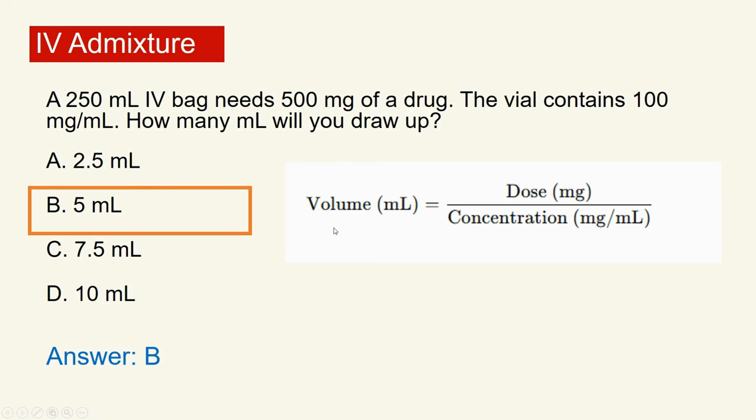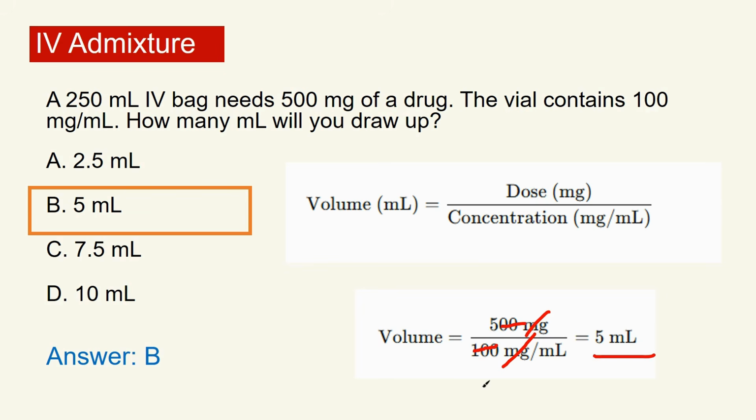So let's see how we get that. You can use this formula: volume in milliliters equals dose in milligrams divided by concentration. Here we have 500 milligrams, and the concentration is 100 milligrams per mL. If you place those numbers in, the milligrams cancel, two zeros are gone, and the remainder is 5 milliliters. So that's your correct answer.